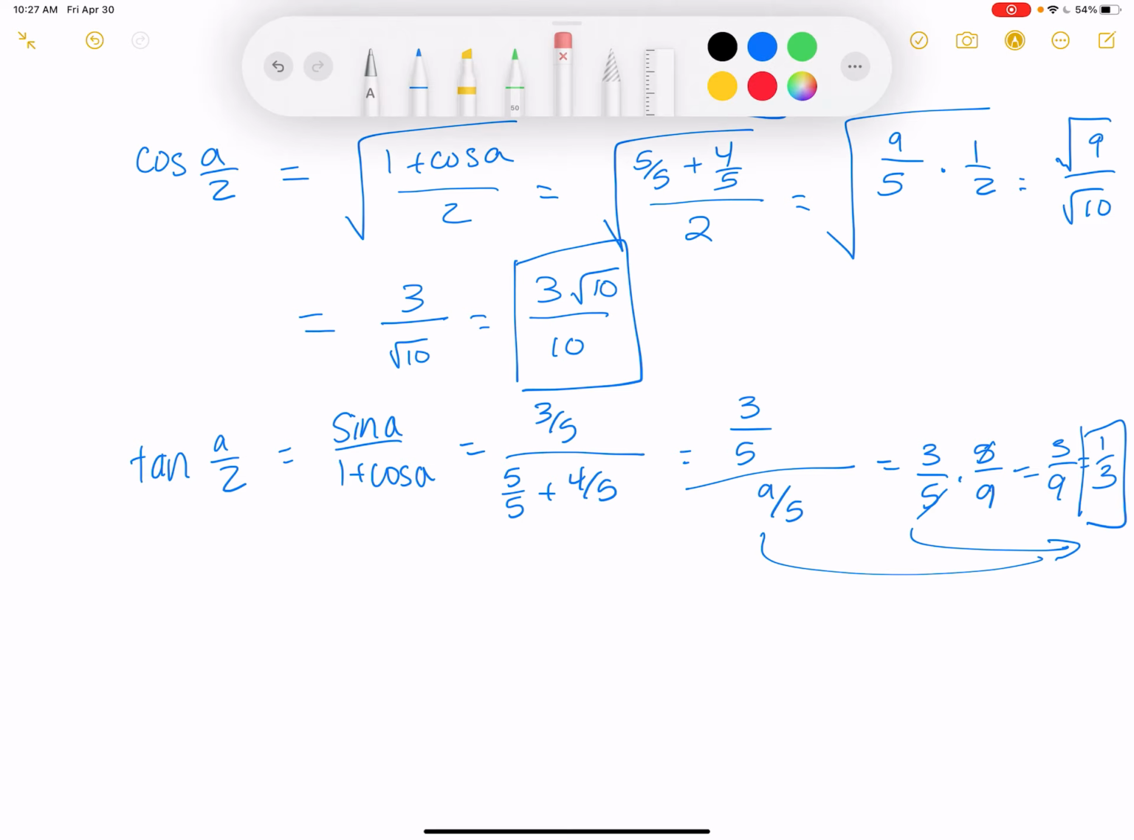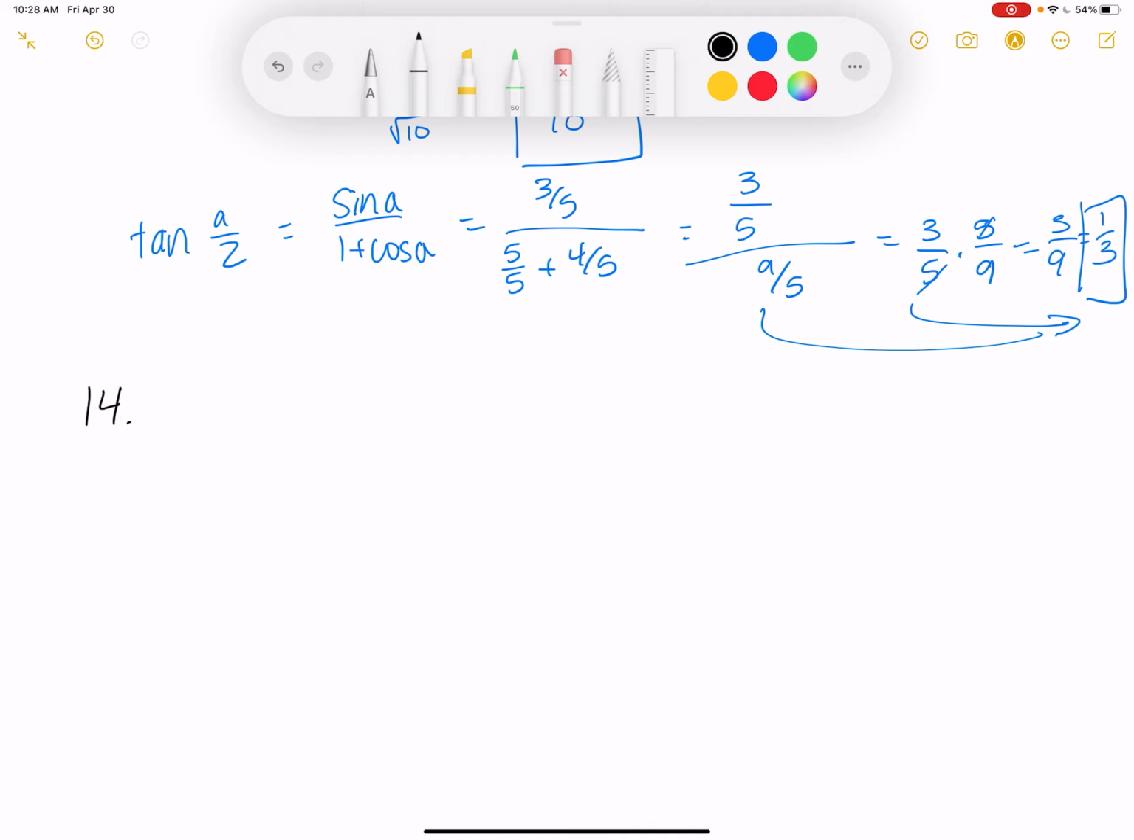All right, let's look at 14. Same thing, but this time sine of A is equal to 12 over 13, and A is between pi over 2 and pi. Quadrant 2.